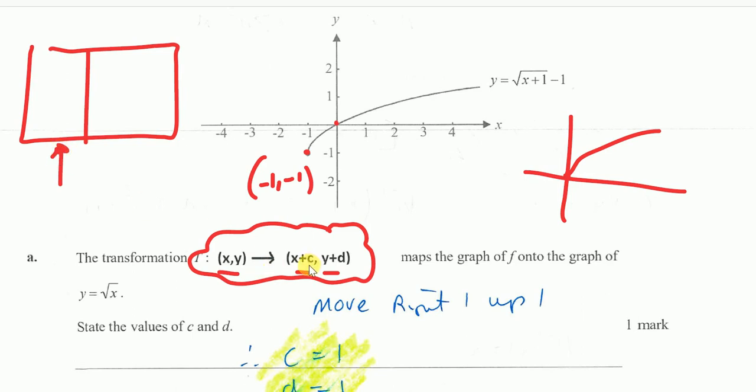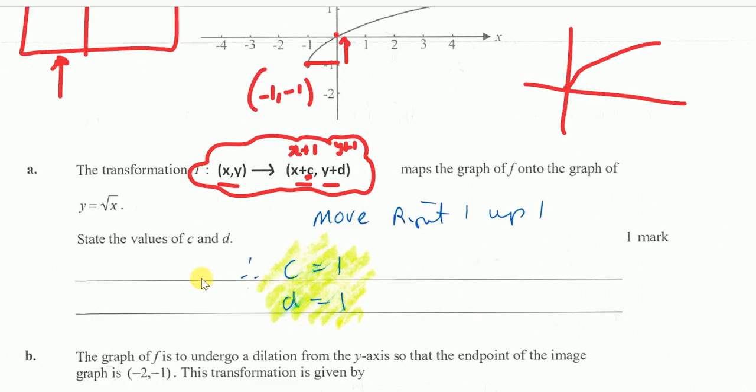So if that says plus c, that means you've moved c to the right. So if I'm moving this point to that point, I've moved to the right 1 and up 1. Therefore, c has to be 1 and d has to be 1. So therefore, 1 and 1 are the answers.